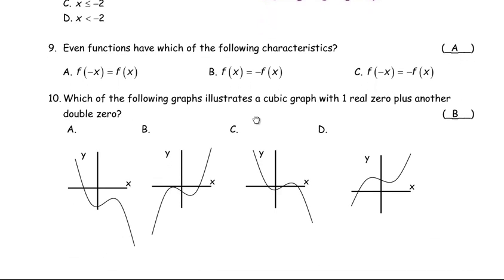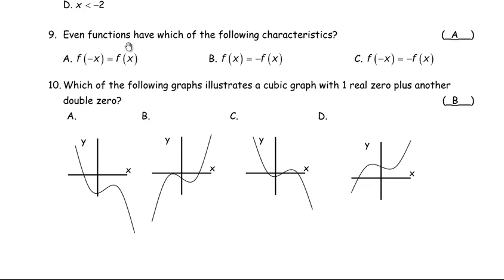For number 9, find, even functions have which of the following characteristics? And A is the characteristic of an even function. f of negative x equals f of x, which means that the function values are the same for two opposite sign integers. Like f of negative 2 would be the same as f of 2. f of negative 5 would be the same as f of 5. f of negative 7 would be the same as f of 7.